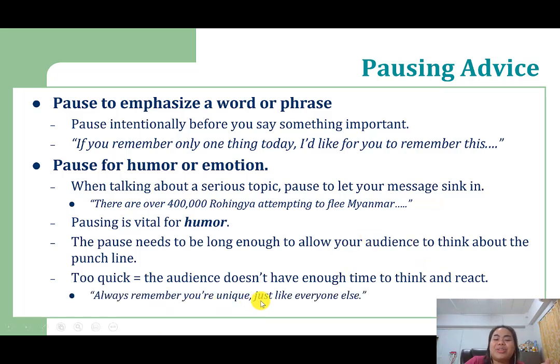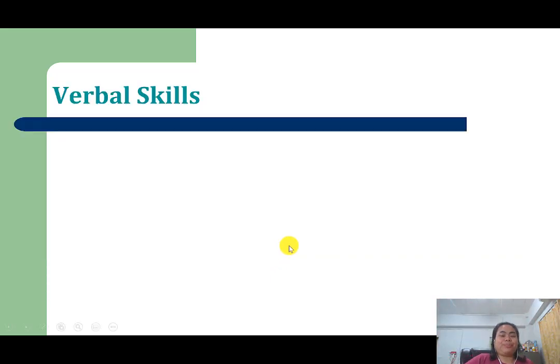Always remember you're unique, just like everyone else. So if I say, always remember you're unique, just like everyone else, they can't follow that. But if I say, always remember you're unique, it means I'm emphasizing that you're special, right? The word special, the word unique. That's what I try to emphasize. Now they can think, oh, okay, I am unique, I'm special. Now they have time to talk to themselves inside their heads, okay?